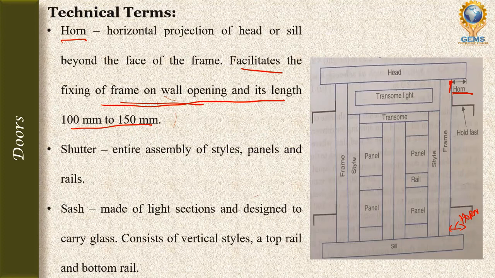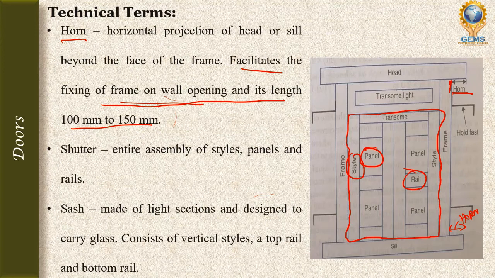Shutter, so I already told, it is the entire assembly of stile, panel and rail. So your shutter will be this portion. So this is the shutter.